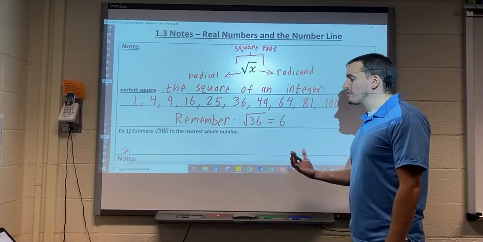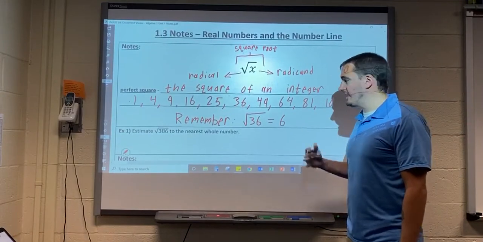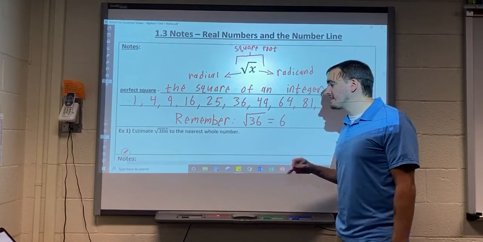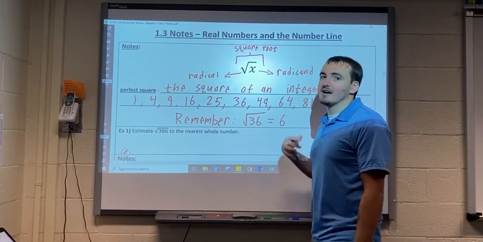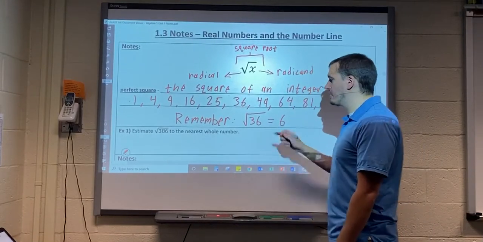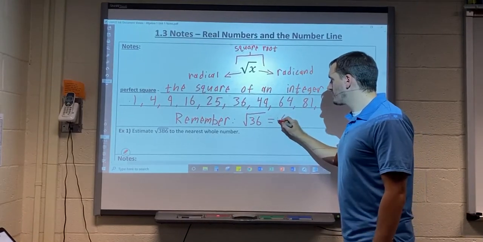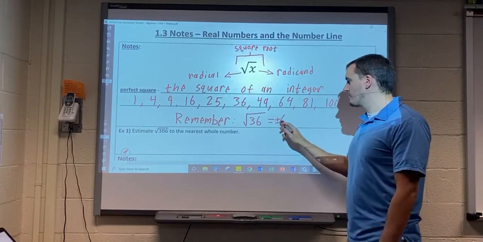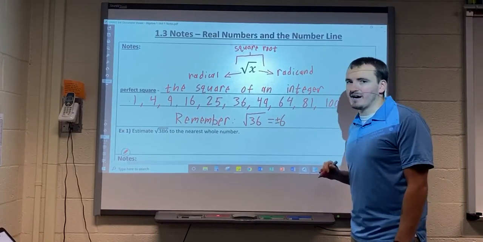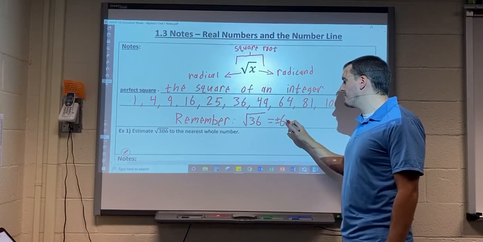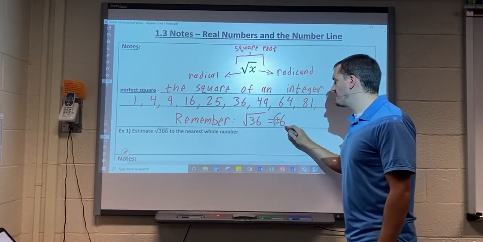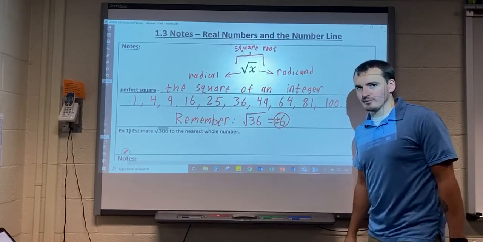Okay? But there is also another answer here. Okay? 6 times 6 is 36, but negative 6 times negative 6 is also 36. So what we're going to do in front of the 6 is we are going to put a plus over a minus sign. We read that plus or minus 6. That would be our answer to the square root of 36.